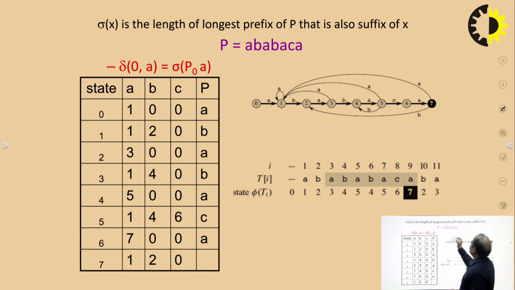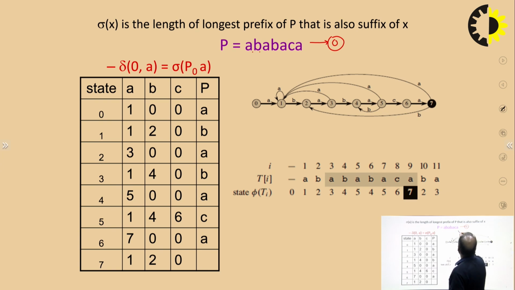Let's have one example. Suppose you have this pattern, ABABACA, right? Let's draw it separately. We are starting from state number 0. Clear? We can see that the different inputs on states are A, B and C.